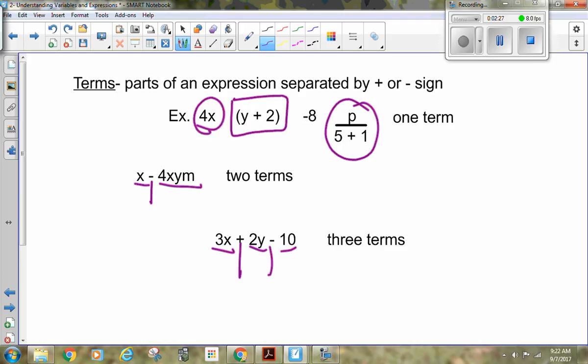Now we would look at this and say, this one is my first term. Oh, that is very sloppy, sorry guys. First term. This one is my second term. And the last one here is my third term. All right? And we'll investigate more of these when we do our practice together.